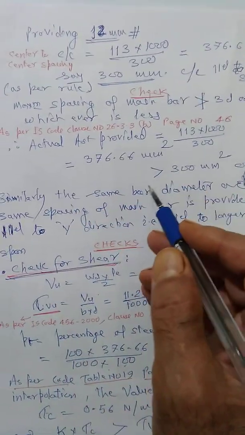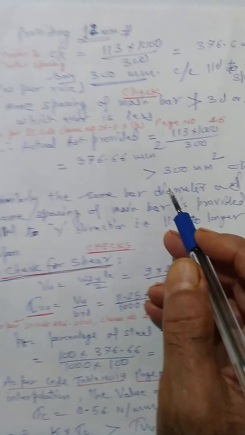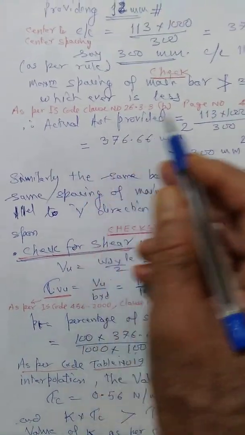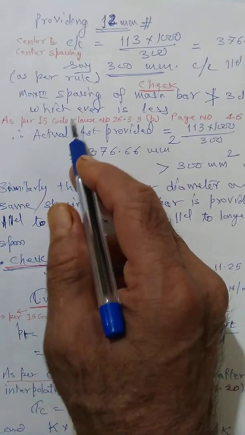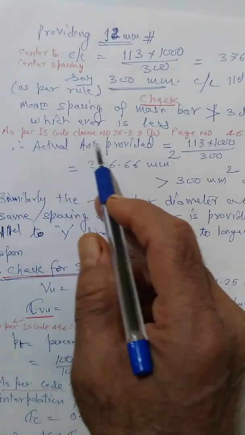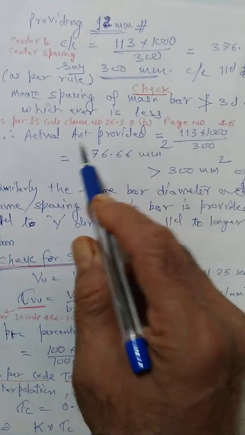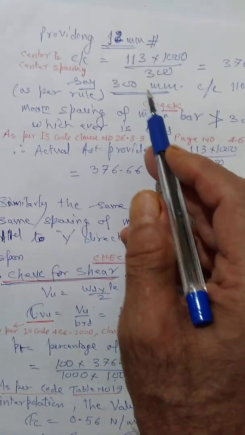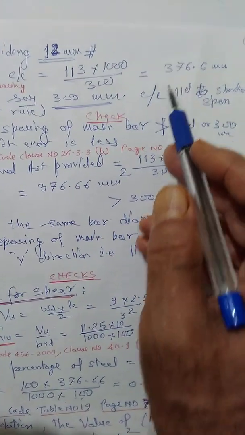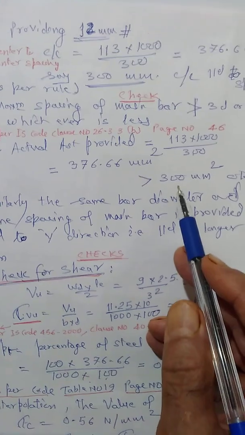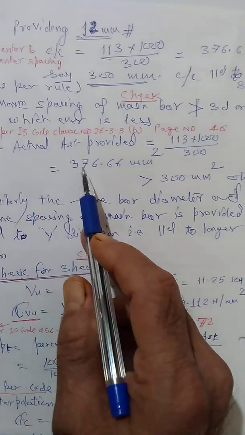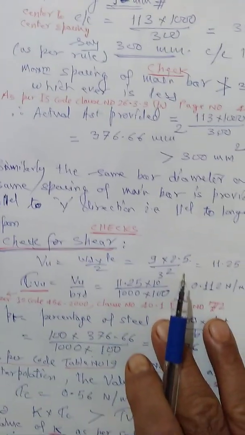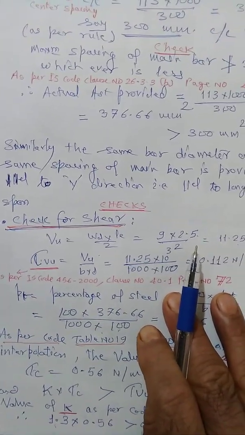Similarly, we calculated the spacing as 376, making it 300. The actual spacing is whichever is less, as per the IS code. So the actual area of steel provided will be with spacing 300 instead of 376. Instead of 376, I reduce it to 300 and we find the actual area of steel provided. It comes to 376.66 mm square, which is greater than the required one. So we can say our design is safe.